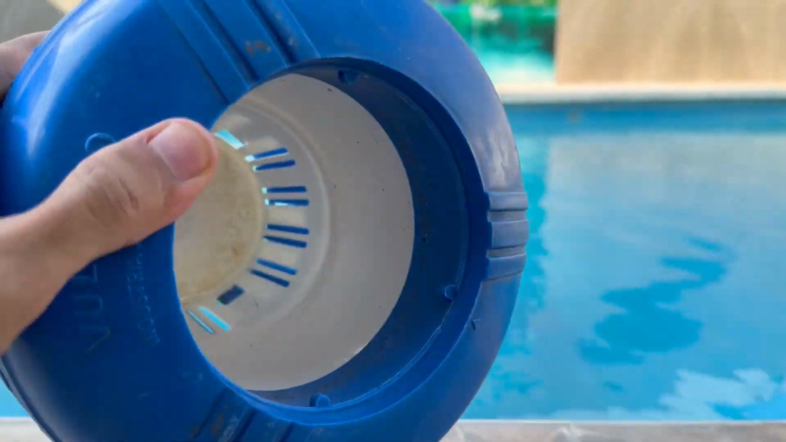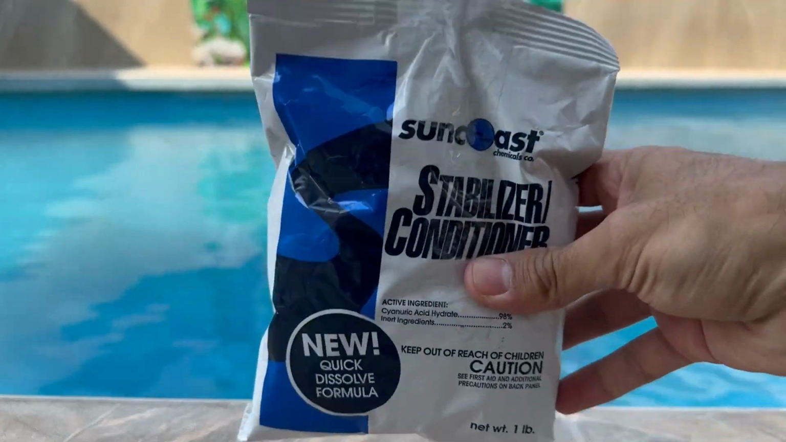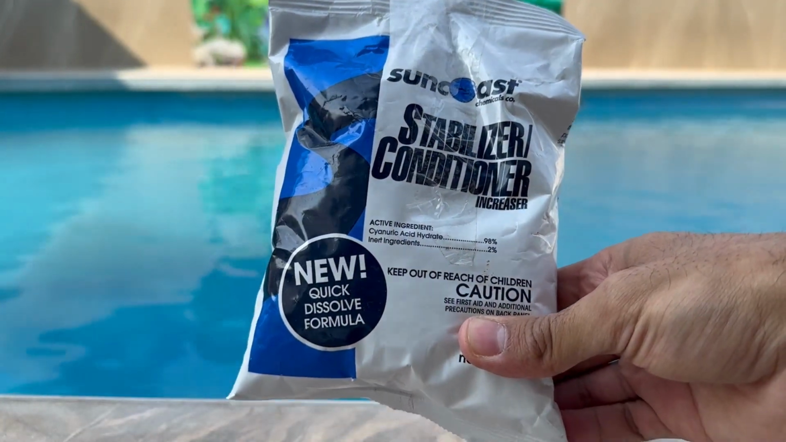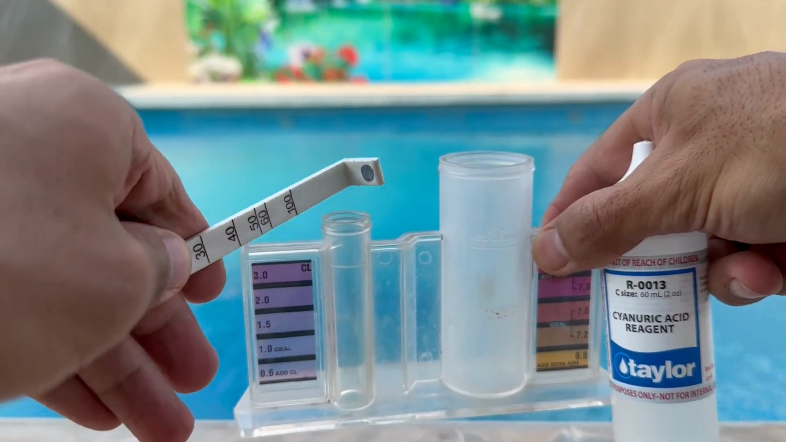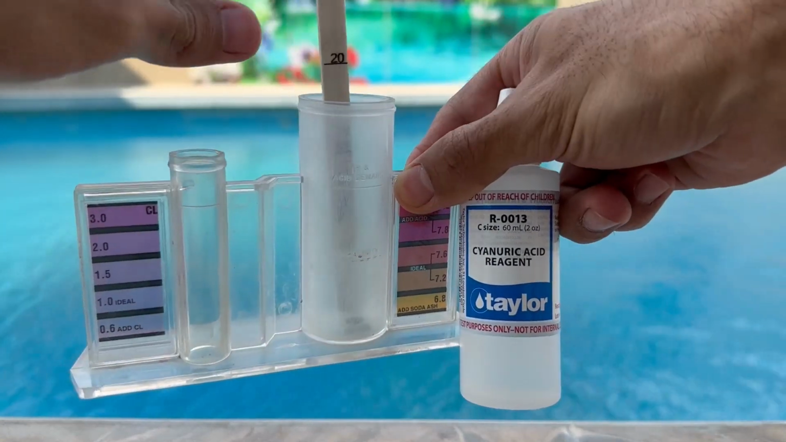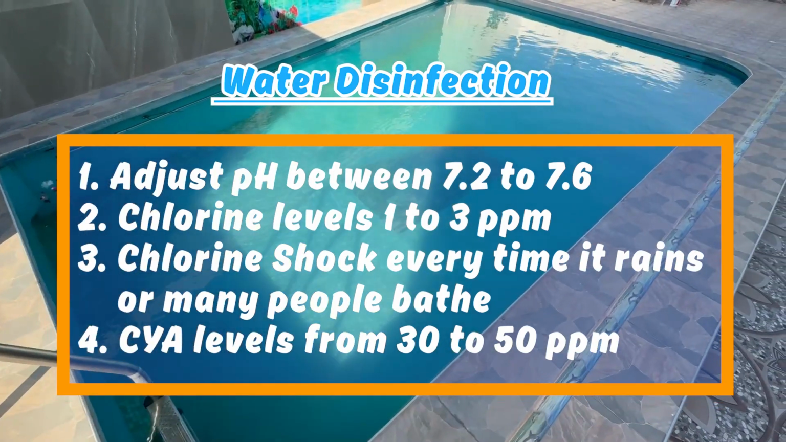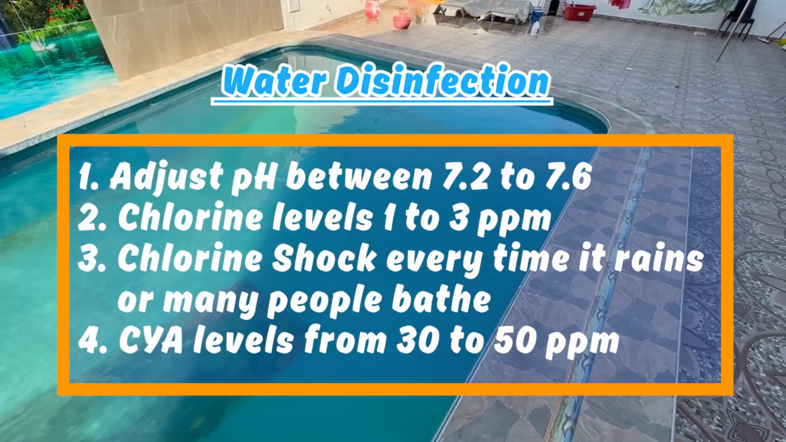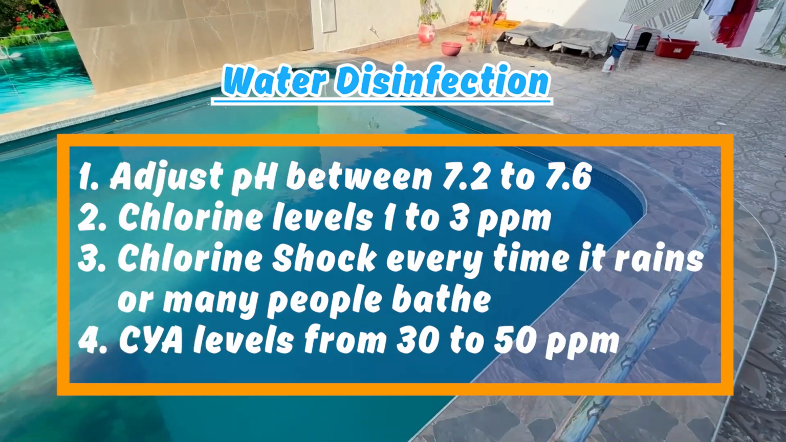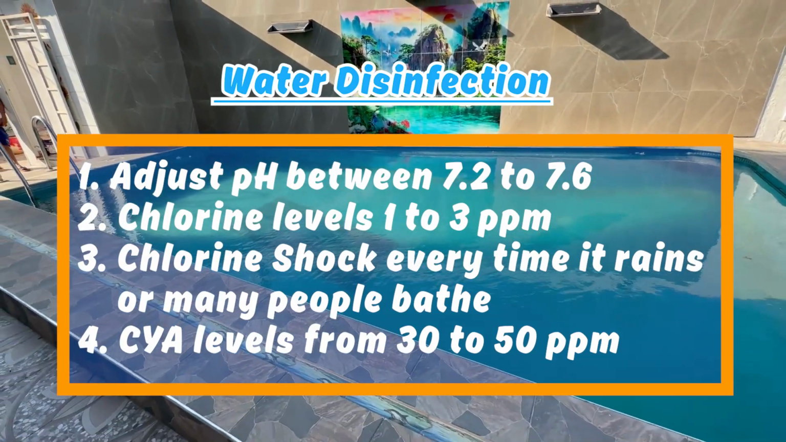You can add this cyanuric acid level with trichlor or dichlor, or you can also add this cyanuric acid manually, for example powder like the one I'm showing you right now. And I highly recommend you have a measurement kit special for cyanuric acid like the one I'm showing you right now. So by just having chlorine and pH controlled, CYA levels in the ideal range, and also performing a chlorine shock every once in a while, especially whenever many people swim or there is a big storm or rain, you will have the water well disinfected.